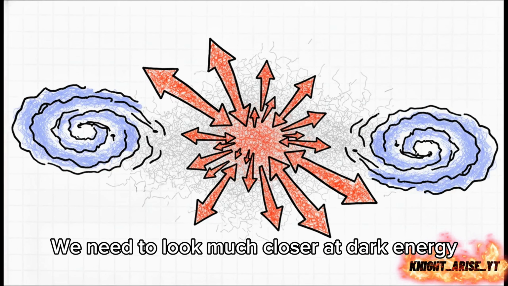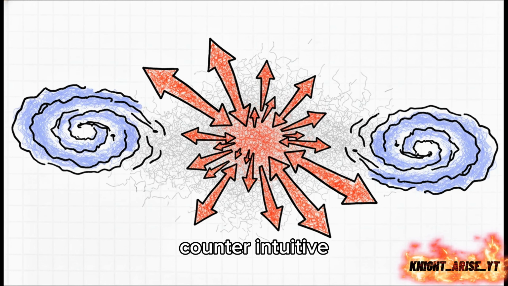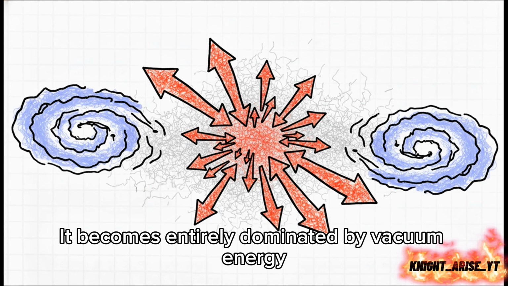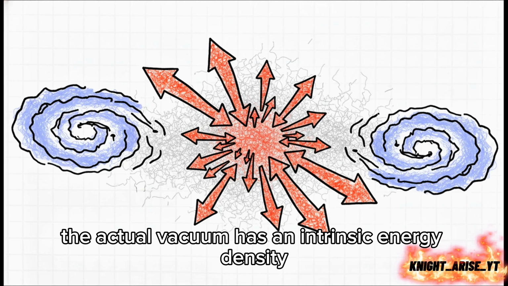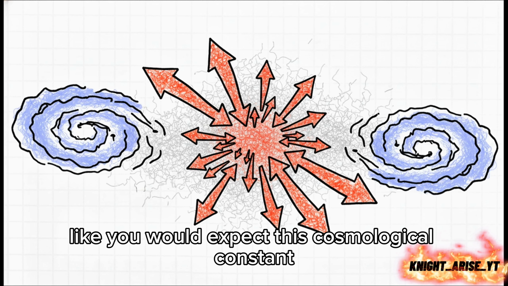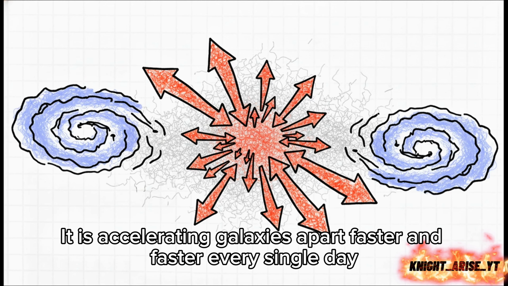We need to look much closer at dark energy because it is truly bizarre and frankly counterintuitive. As our universe evolves, it enters what physicists call a late-stage de Sitter expansion. It becomes entirely dominated by vacuum energy. This means that empty space itself, the actual vacuum, has an intrinsic energy density. So instead of the gravity from all the matter slowing the universe's expansion down over time like you would expect, this cosmological constant, this dark energy, acts as a powerful repulsive force. It is accelerating galaxies apart faster and faster every single day.